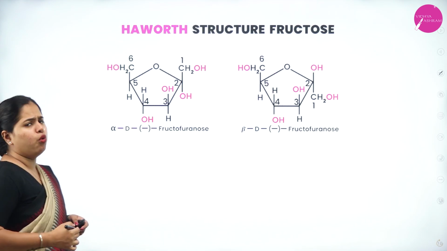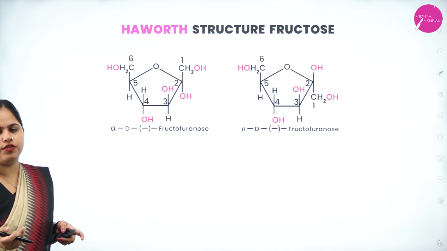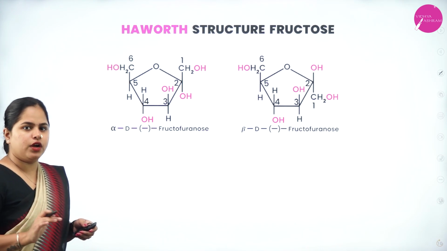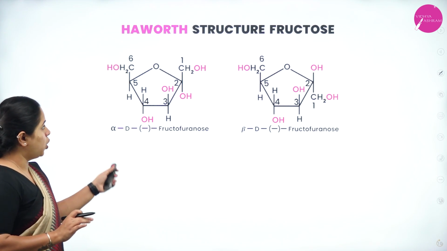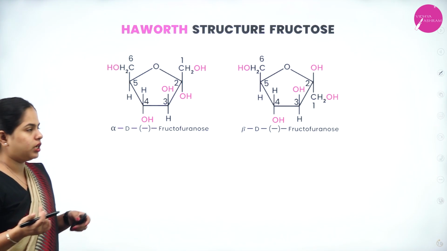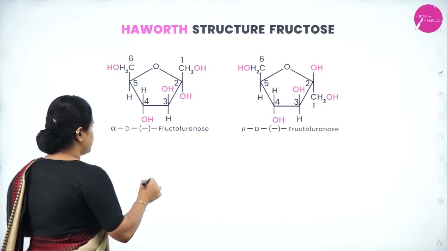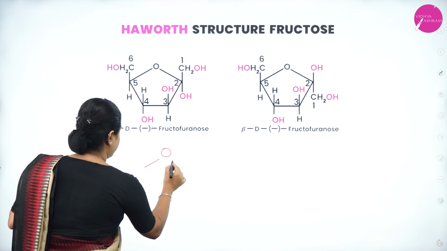Clear? Now moving on to the Haworth structure of fructose. The same way as we discussed for glucose, we are going to do the same here. So the difference here is that in glucose it was a pyranose structure. Here it is a furanose structure because there are only 5 carbon atoms in the ring. So again we are going to draw the base structure.